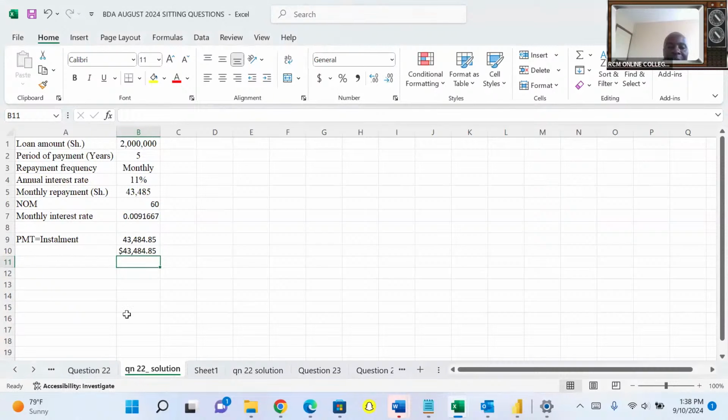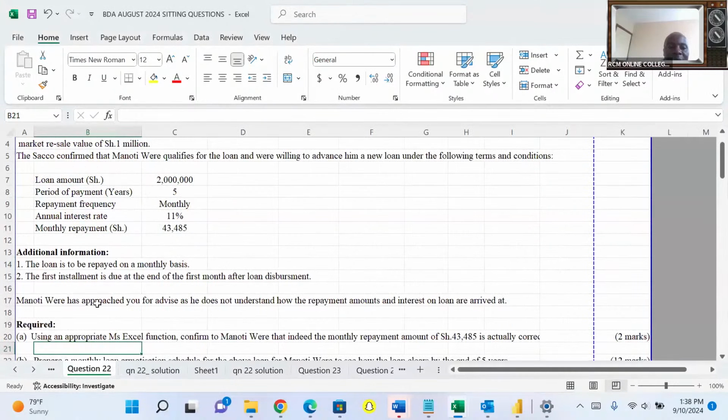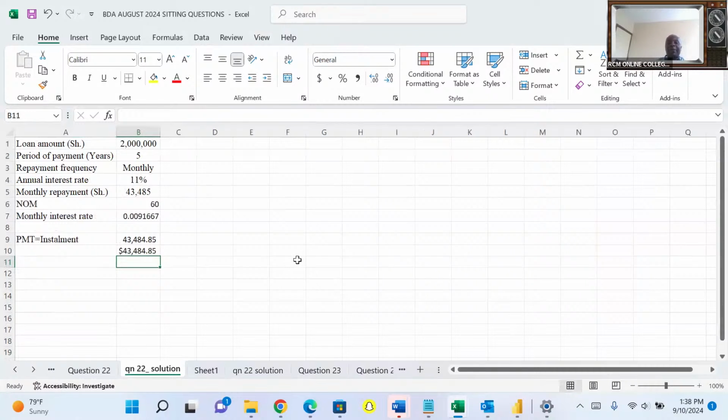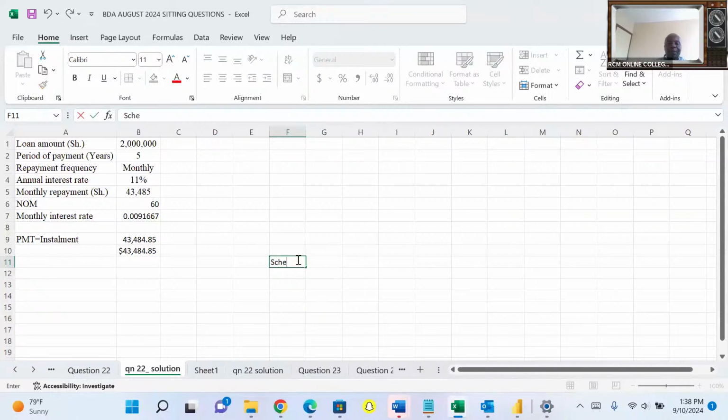And now part 2 of the question, they want you to prepare a loan amortization schedule. They have told you to label the columns as period, monthly repayment, principal, interest, and loan balance. So then we'll come here and mention loan amortization schedule. The schedule is here.